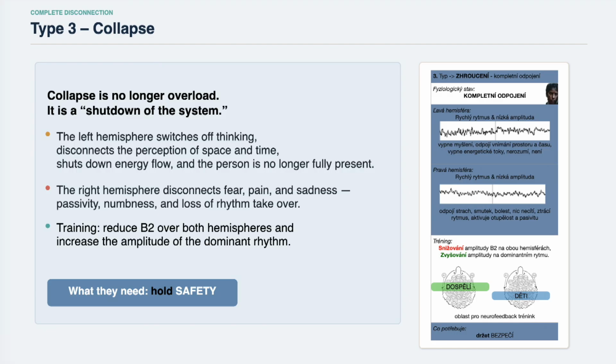For this third type, an effective neurofeedback approach is to reduce the amplitude of beta 2 over both hemispheres, while at the same time increasing the amplitude of the dominant rhythm over both hemispheres simultaneously. And for this third type, even creating safety is not enough. For therapy to succeed, safety must be continuously maintained.